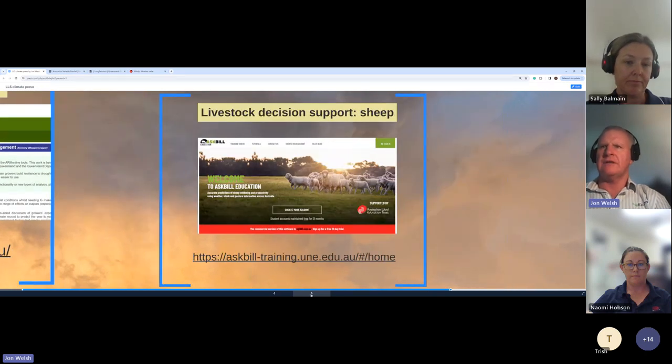Livestock decision, there is Ask Bill. This was put together by some researchers at UNE. And again, this has got functionality for measuring fly and worm pressure in your flocks, and has a climate parameter in there as well, and some warnings you can set. That is free for students, but that is a subscription service as well.